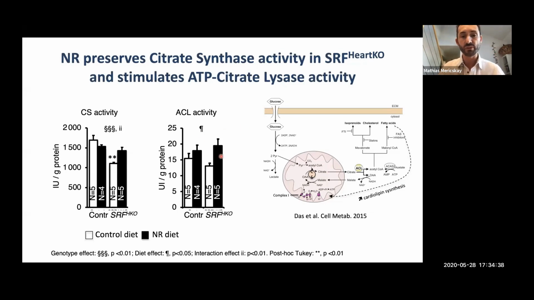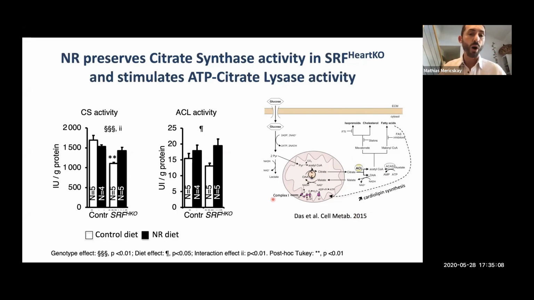And there was also a stimulation of this ATP citrate lyase enzyme upon NR feeding, which was also occurring actually in the controls. And altogether, this suggests that NR is kind of stimulating the citrate metabolism, which is taking place, of course, in the mitochondria, but which can also be exported and be used in various processes, such as lipid biosynthesis and notably cardiolipin synthesis, as shown in a publication in Cell Metabolism in 2015.